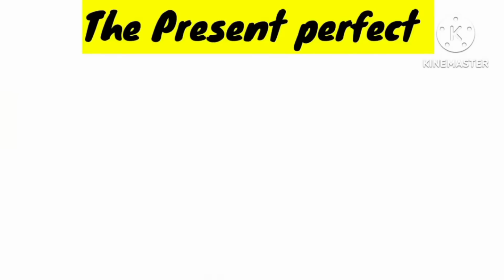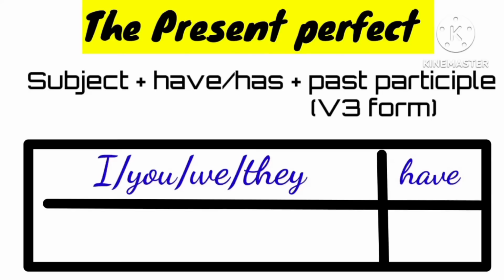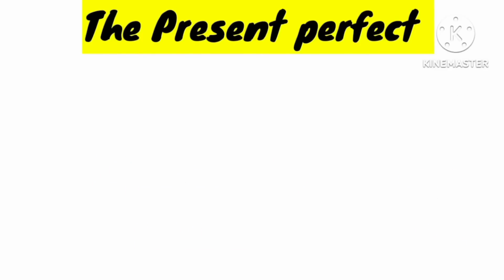Next, coming to the present perfect tense. The structure of the present perfect tense is subject plus have or has plus past participle. It means we form it like this. Okay? For I, you, we, and they, you have to use have, and for he, she, it, you have to use has in present perfect tense. Let us have a look at the situations in which we can use present perfect tense.